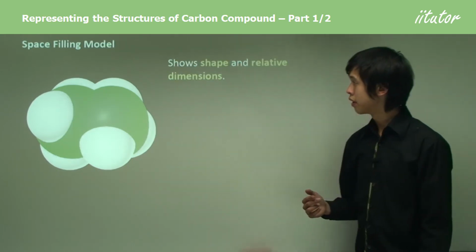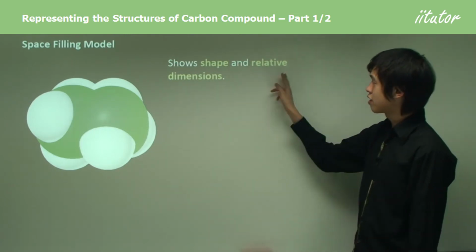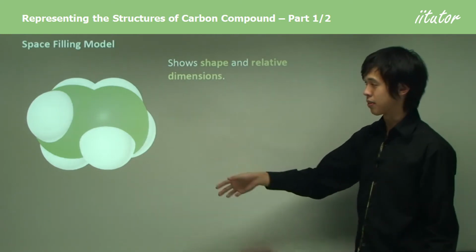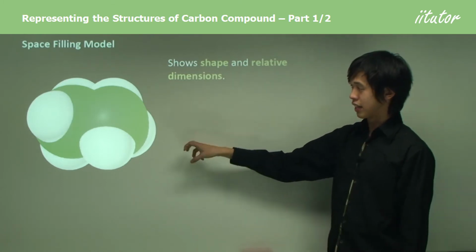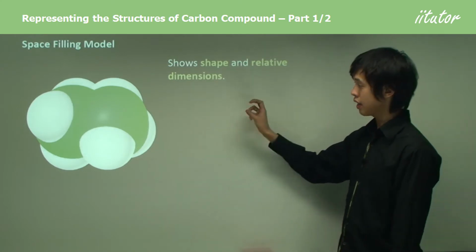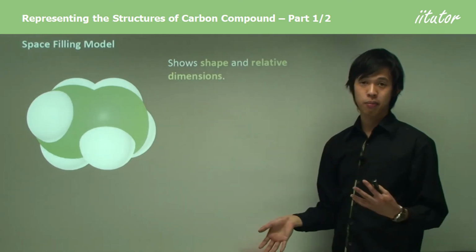Okay? So the space filling model. And there it is again, the space filling model. It shows the shape and relative dimensions of a particular molecule. So we have a shape here, but you can see that the carbon is much bigger than the green one, which is much bigger than the white one. So this space filling model helps you get a feel for how big a certain atom is compared to another.